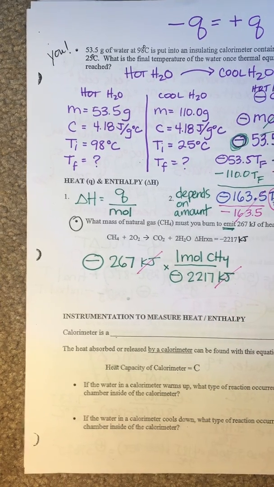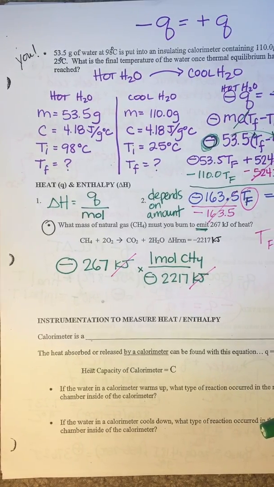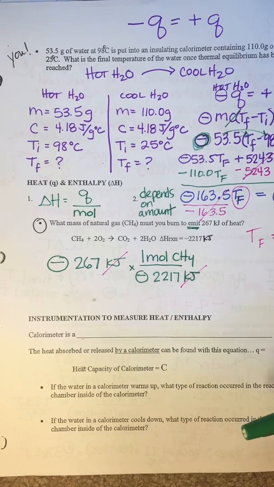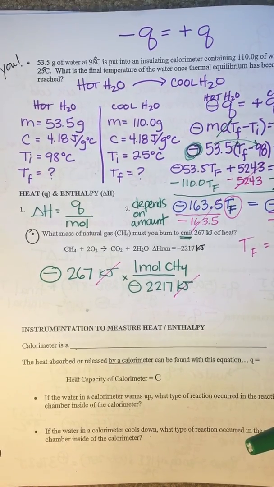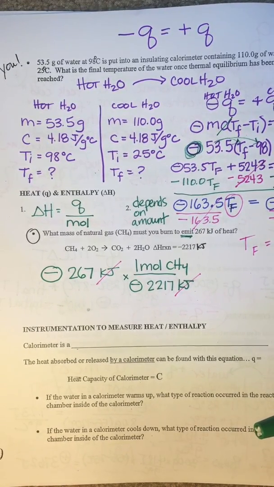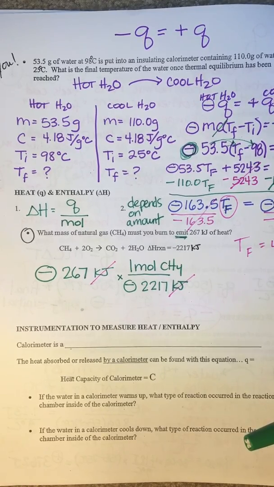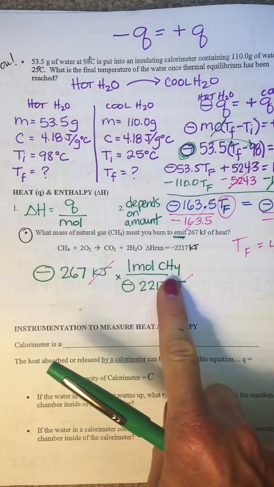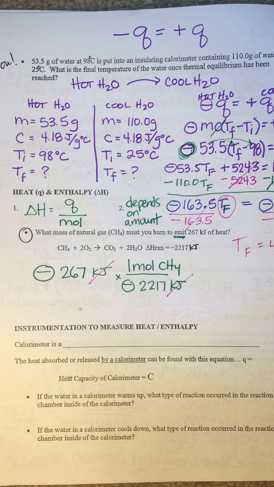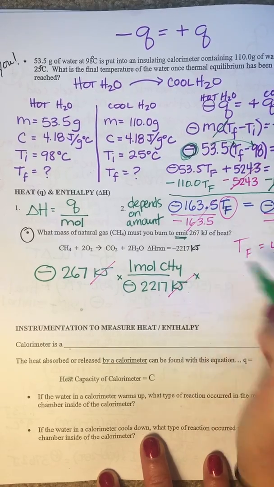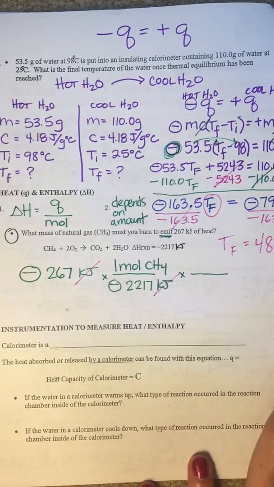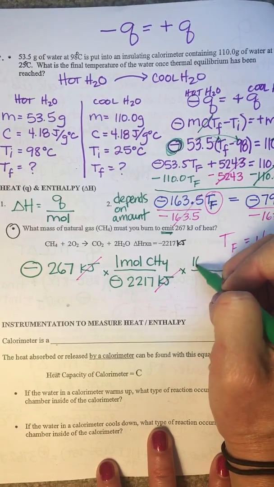Then we always reread the question: what mass? So we don't have mass yet. So who remembers what variable we need in order to go from moles to grams? And I bet you know it, right? It's molar mass. So we would need to get the molar mass of CH4, the methane natural gas, from the periodic table. So it's approximately 16 grams per mole. Of course, you have your little periodic table.